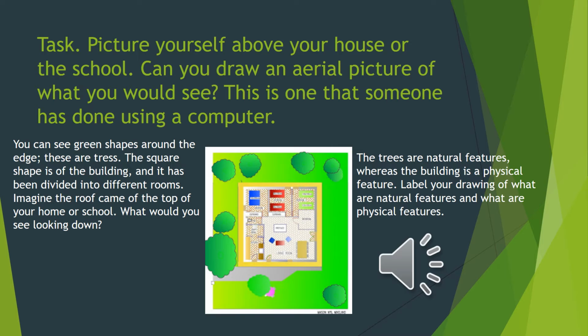Imagine the roof came off the top of your home or school. What would you see looking down? Trees are natural features, whereas a building is a physical feature. Label your drawing of what are natural features and what are physical features.